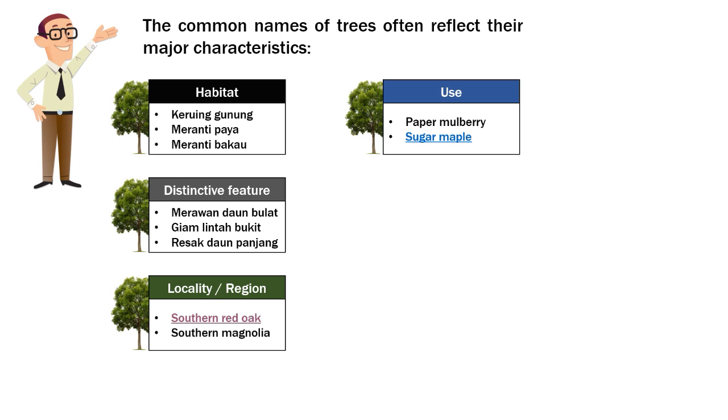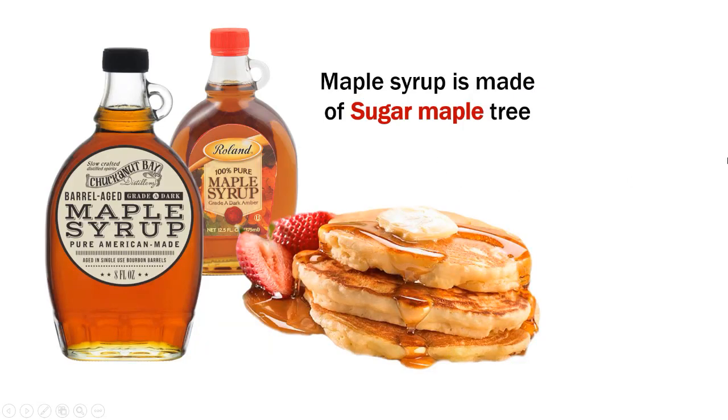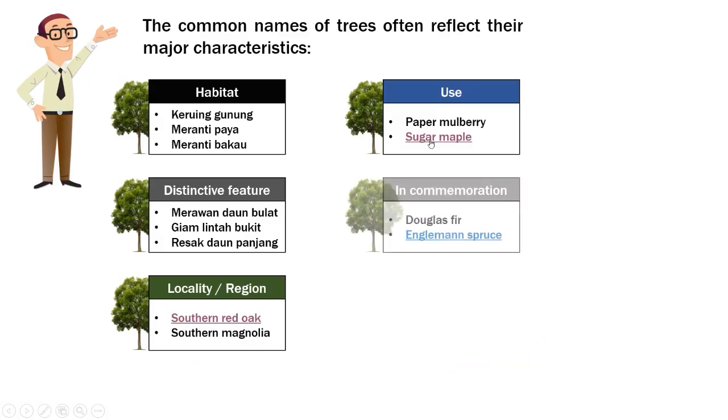So the next characteristic is use. This is referring to the use of any parts of the species. For example, mulberry tree used as paper, and sugar maple tree used as food. So maple syrup is made of sugar maple tree. The next characteristic is commemoration.